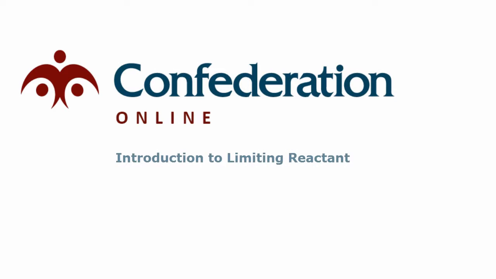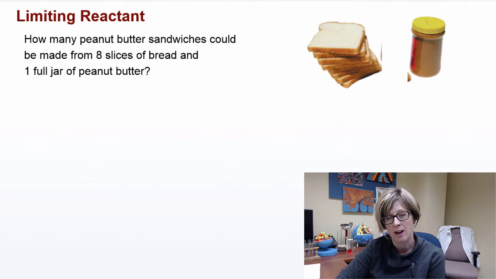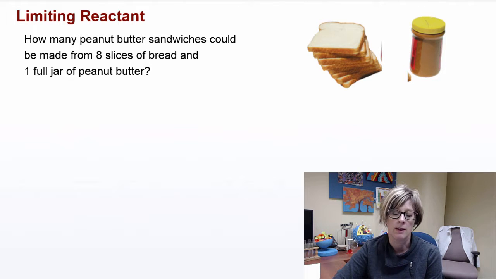In this video, I'm going to talk about a concept called limiting reactant. So in chemistry, we don't always have enough of each reactant, or exactly the same amount of each reactant that we need in our equation, and that influences how much product is produced. So I'll give you an everyday example of a limiting reactant, and then we'll look at one in chemistry.